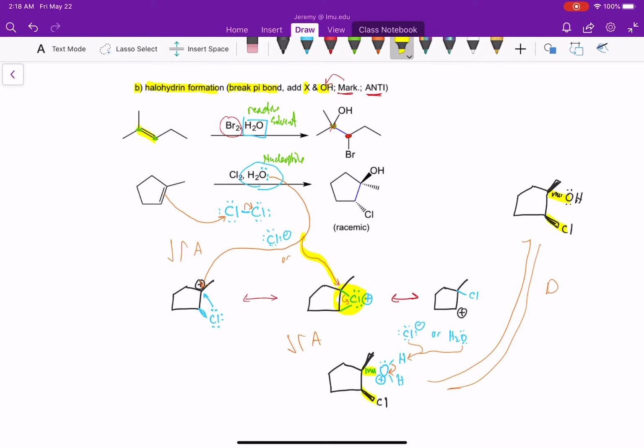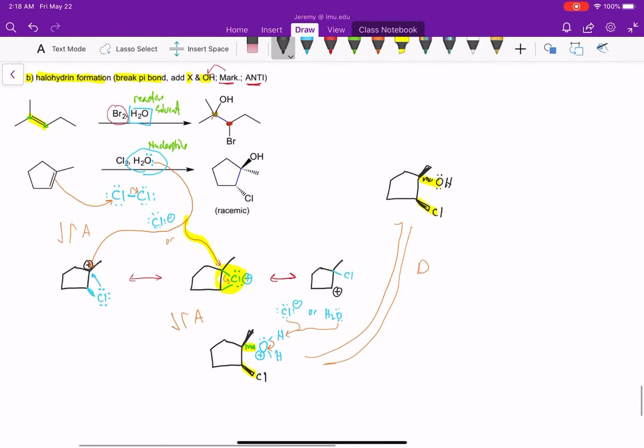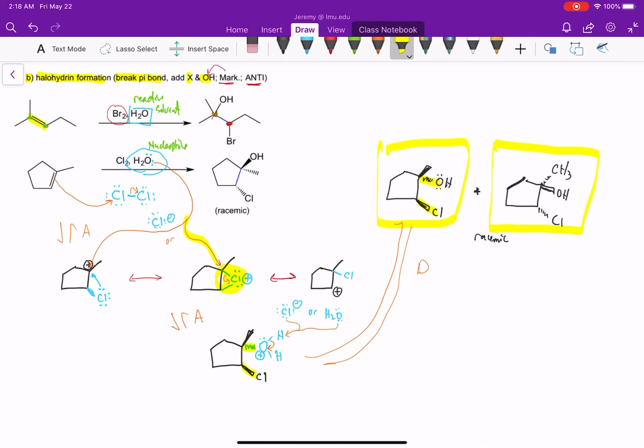And again here, when I did my initial attack, I had the OH come back, but you have to remember half the time it's going in the other direction, right? So when we form this, we're also forming the other enantiomer where our methyl is back, our OH is towards us, and then our chlorine is back, right? We have a racemic mixture of these two, right? And for us, we just have to draw one or the other. I don't really need to draw both.